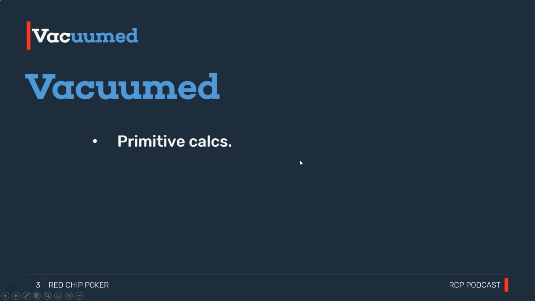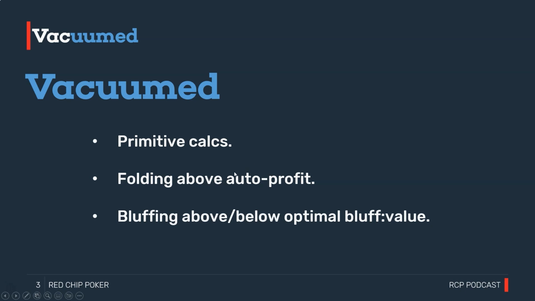The first is vacuumed EV analysis. This is the type of analysis I've historically relied on the most heavily, and it's subtly different from the way that most training sites and most high-level players approach derivation of exploitative strategies. Vacuumed EV analysis is actually very straightforward and relies on primitive poker calculations. Now, what we mean by that is calculations that determine whether a bet is generating automatic profit.